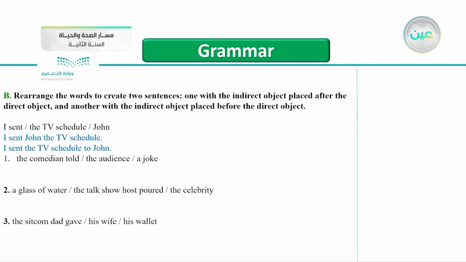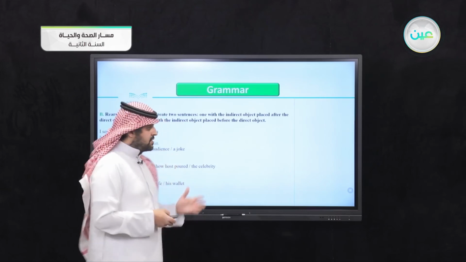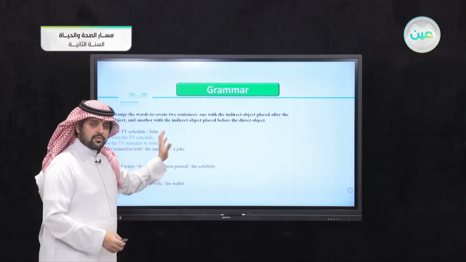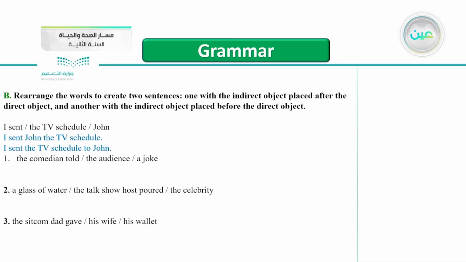So in the first one, I sent John, the indirect object John came first here. Then the TV schedule, the direct object. The second one, I sent the TV schedule to John. John here is also the indirect object. So in each sentence, we'll have to do this. The first one: the comedian told the audience a joke. So do as we did in the first one. Yes, the comedian told the audience a joke. The comedian told the joke to the audience. So the audience here is the indirect object.